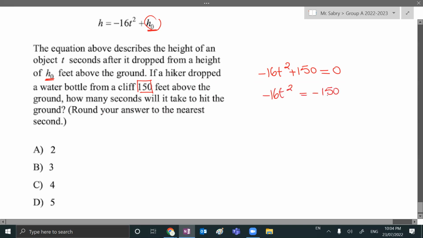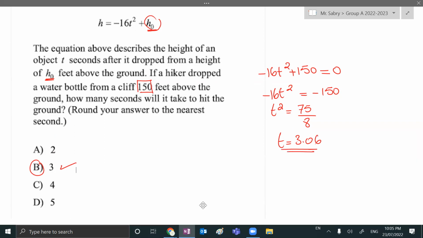I'll move the 150 to the other side with a negative sign. Then this means that now I have negative 150 divided by negative 16, which is 75/8, then square root this answer, and that came out as 3.06. So when I say round to the nearest second, the 3 seconds would be the correct answer, and that's it. I hope that makes sense. Let me know if there's something you don't get so far.